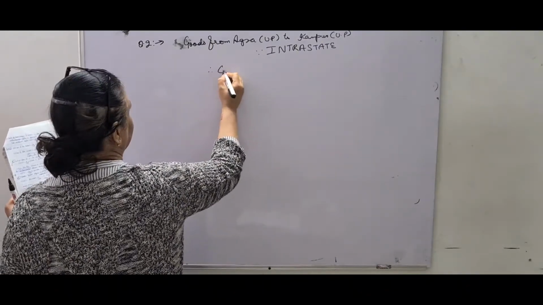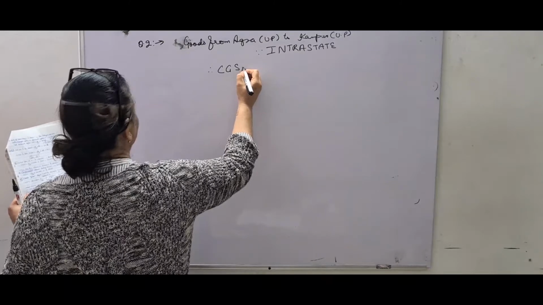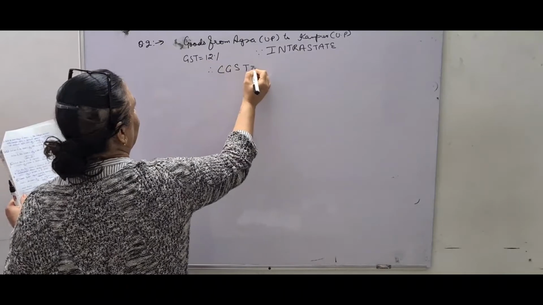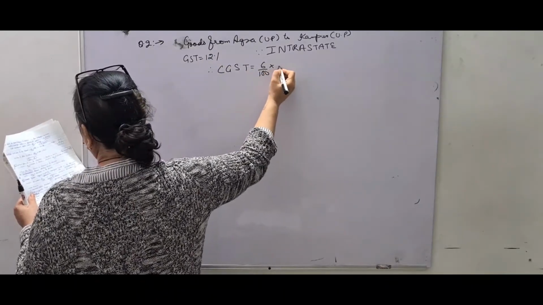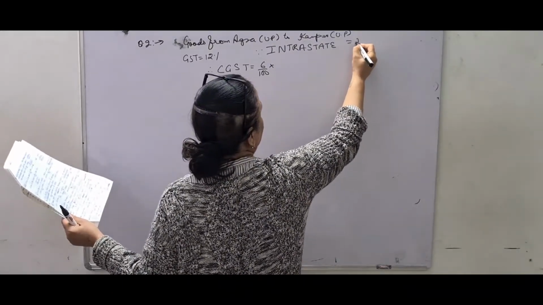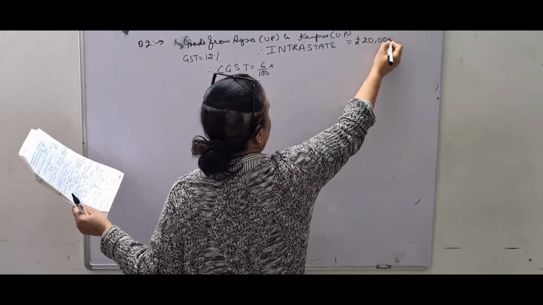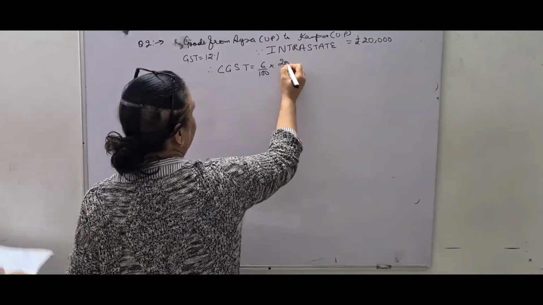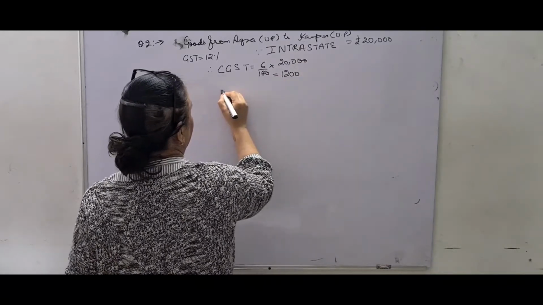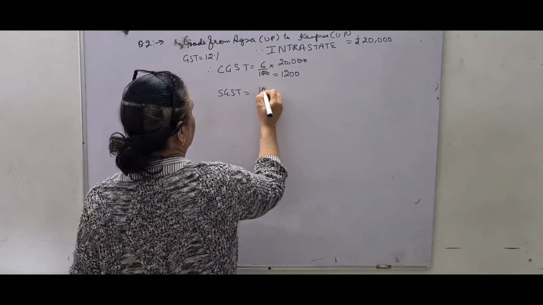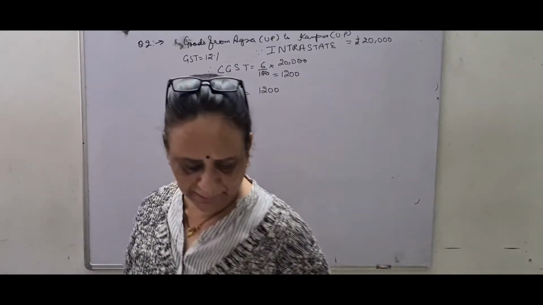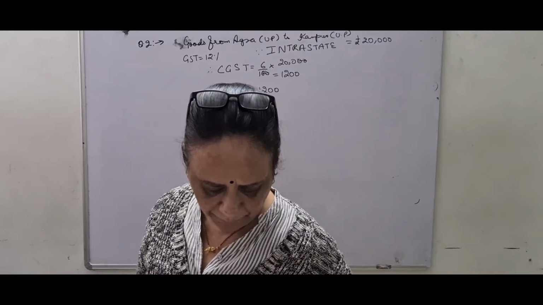So calculating CGST. Since they have given you the GST rate to be 12%, it will be 6% each, because the money was rupees 20,000. The basic price was 20,000, so you calculate on 20,000, and this is 1,200. Similarly, your SGST will also be 1,200, because it was intrastate, so I calculated both. Then he says that then from Kanpur to Jaipur.